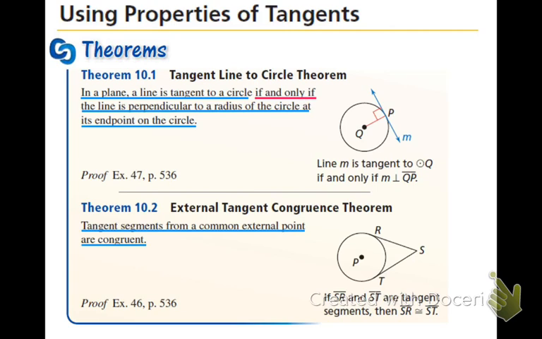Which one of these is an external point? The S. P is on the inside. You're good. So tangent segments from a common external point. What are my two tangent segments? RS and TS. From a common external point, they are what? What does it say? Congruent. So that means what I just highlighted in blue, they're both going to be the same. Congruent.